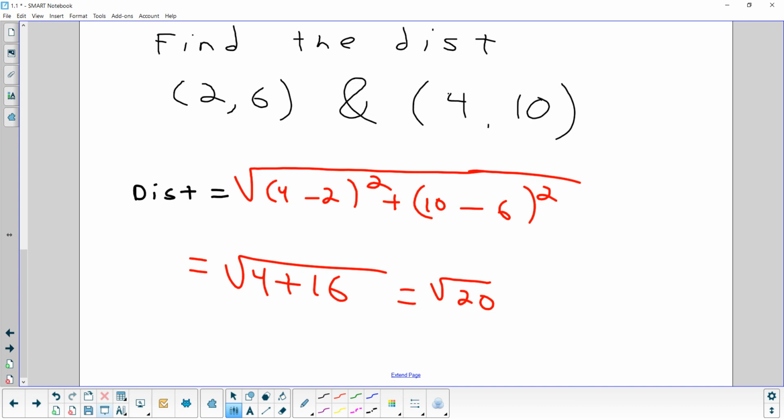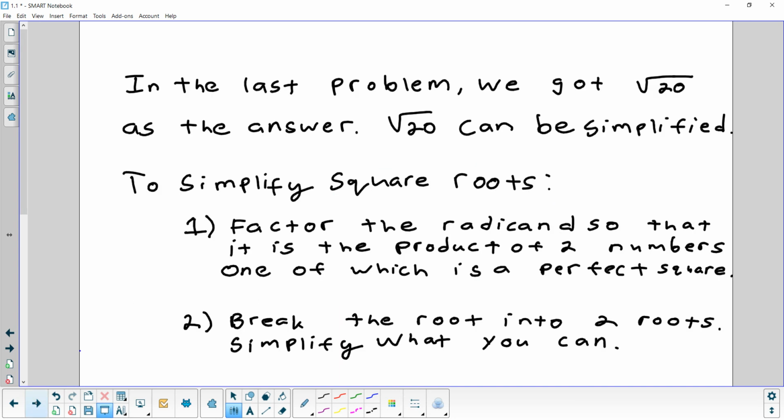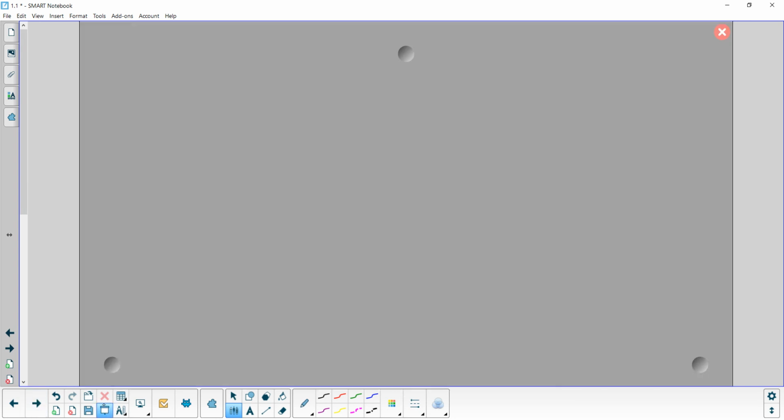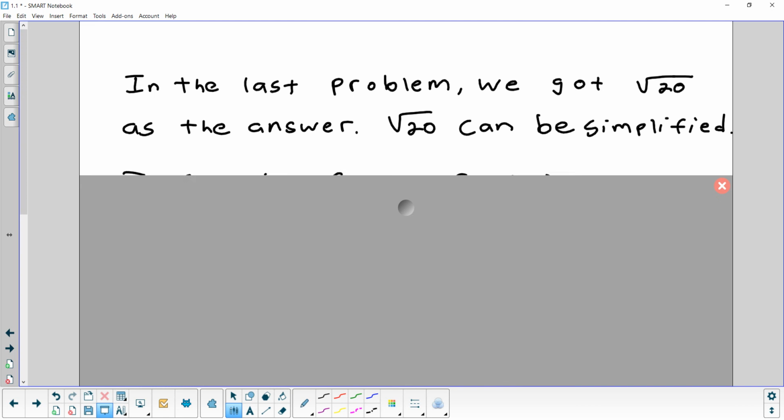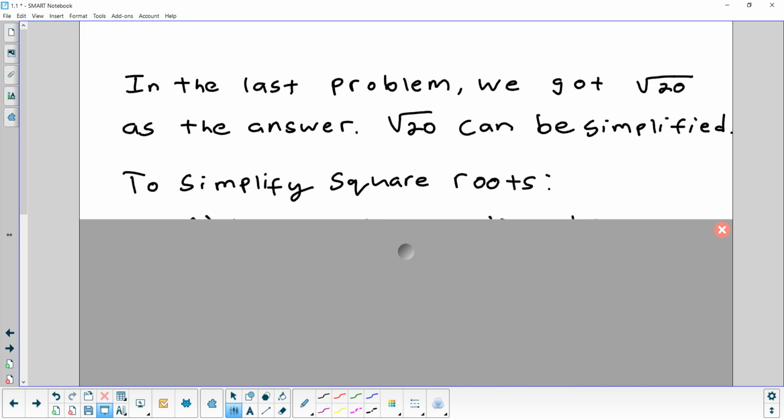That square root of 20 can be reduced. And I don't mean rounded off to a decimal. Rounding off to a decimal, that's rounding off. That's not reducing it. So when we have square root of 20, it can be simplified. Now, there are different ways to do this. If you have a way that you know to do this and it works, just do it the way you already know how to do it. But if you don't know how to reduce a square root, I will show you one way that you can do it.